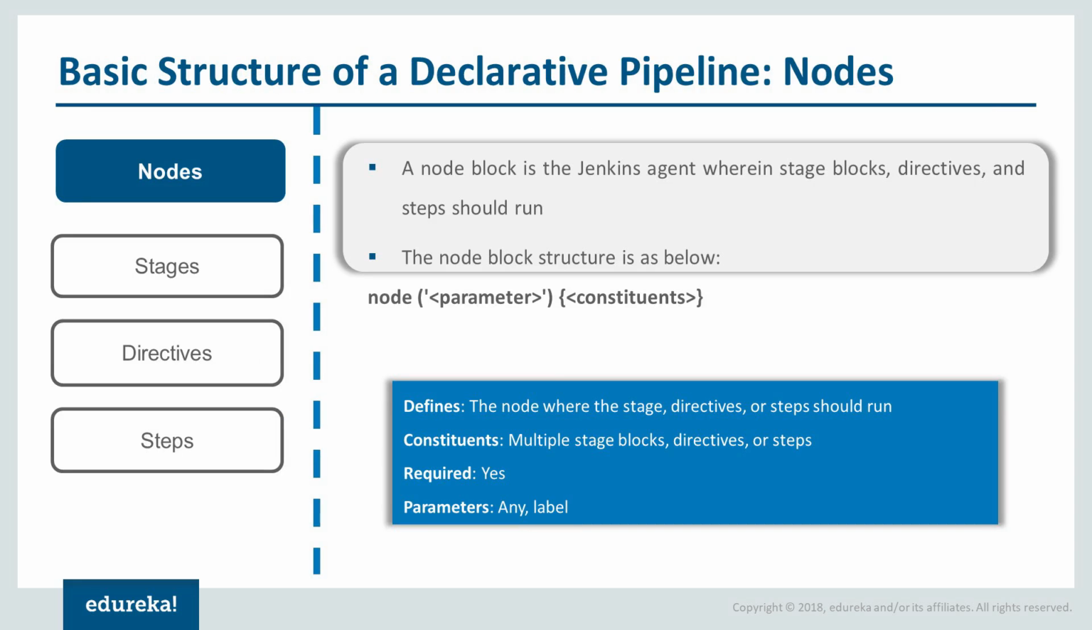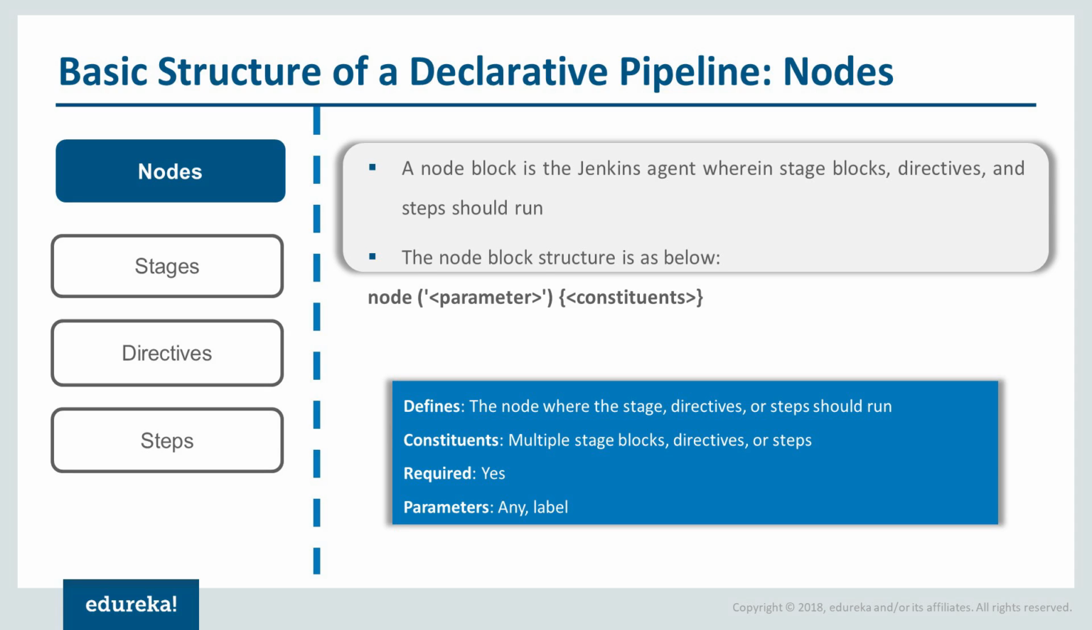So let's take a look at the structure, what exactly we write in the pipeline. The first thing which you define is the node block. A node block is, as you can expect, the Jenkins agent wherein stage blocks, directives, and steps should be running. If you remember, we had the labels defined when we created our distributed Jenkins architecture, where we had the master-slave architecture and we created build slaves for ourselves. And each build slave has a label defined for it. That label you actually mention over here. Based on that, Jenkins will run the job either on the master or on the node which you have defined. So it defines the node where the stages, directives, or steps should run.